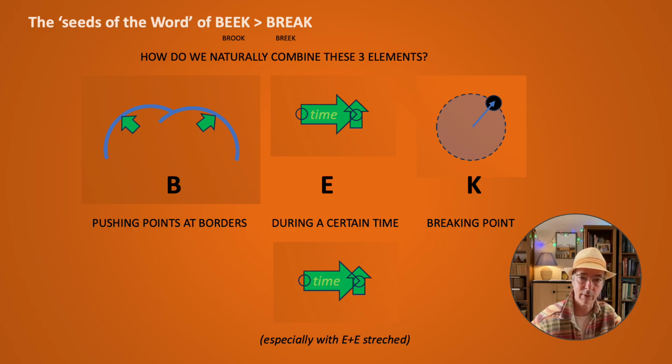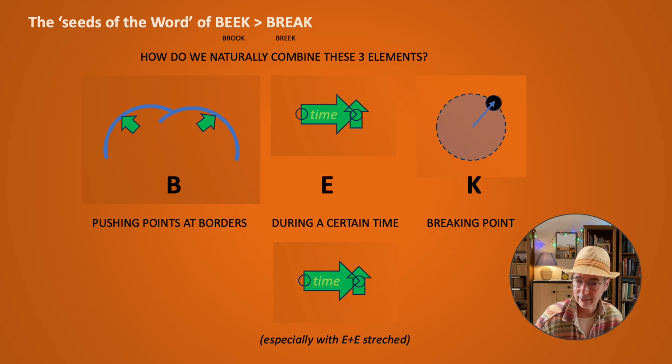Let's do that. We have all these letters. So how can we combine them? It should not be too easy, but there's a small problem there that you have to solve. Also not a very difficult one, but I will give you the solution, of course. So you have the pushing at the borders. You have the E, which is during a certain time, and then the K, the breaking point, let's say from your starting point.